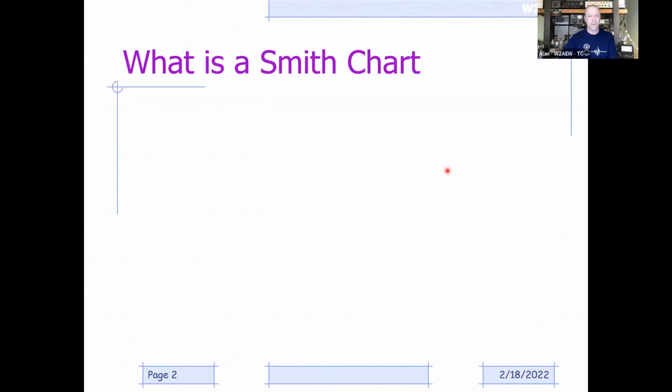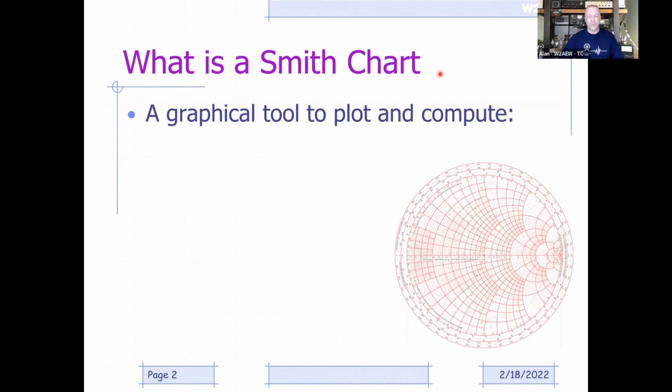So let's get rolling. The first question is, what is a Smith chart? It really is a graphical tool that allows you to plot and compute a number of different things. First and foremost, it allows you to plot complex impedance, meaning the real or resistive component as well as the inductive or capacitive component of an impedance. And any non-resonant type of device, including an antenna and the coax, typically presents a complex impedance to our transmitter. And that's what we can actually go look at versus frequency.